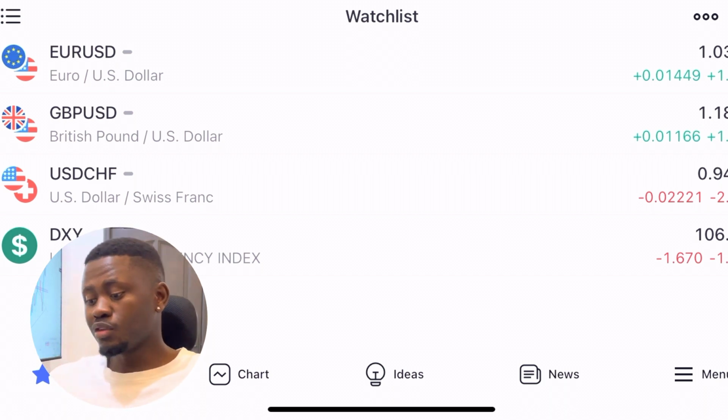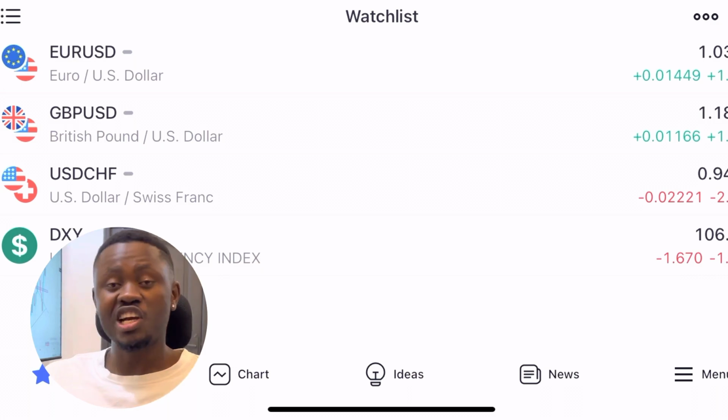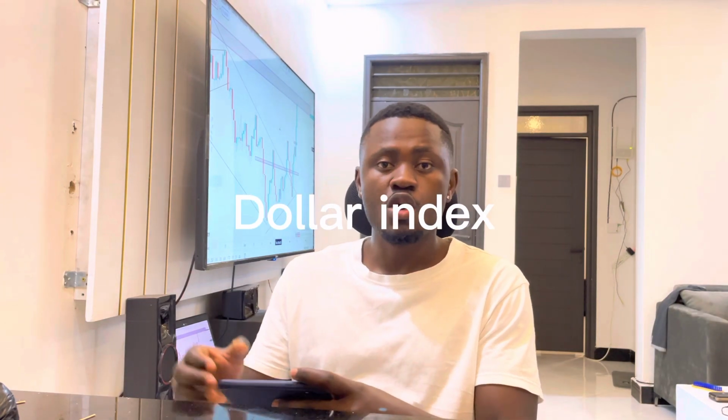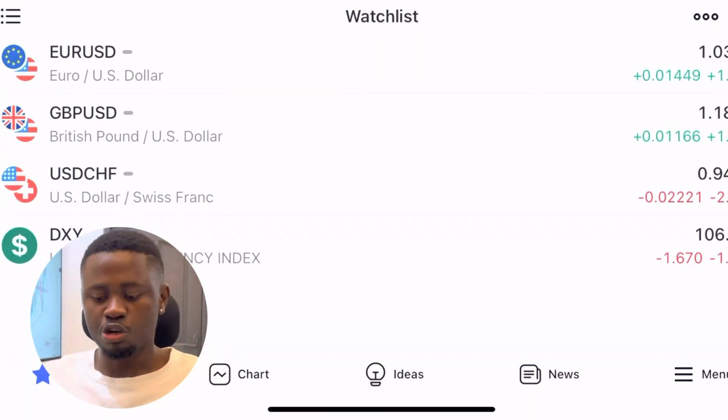So I'm going to be choosing the DXY. DXY stands for the dollar index. Whenever you want to take trades on the dollar, just look out for the DXY. Whatever direction the DXY is going to, that's the same direction that the dollar pairs are going to be going to. I'll even show you an example right now.